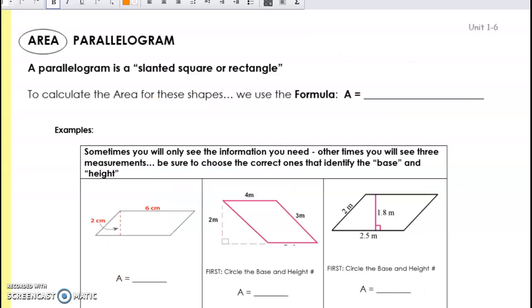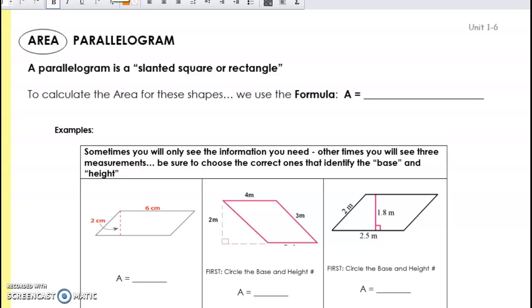Okay, the other portion of area. What we've looked at prior to this was all about basic square figures and rectangles. So what if you have something that is slanted? This is called a parallelogram, which is a slanted square or rectangle, as I mentioned. So to calculate the area for these types of shapes, we have a slightly different formula.